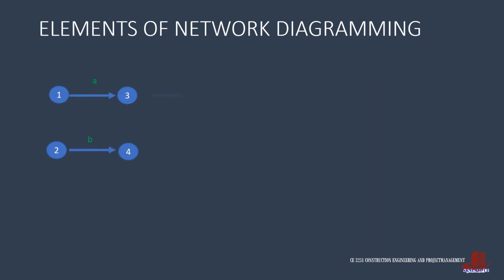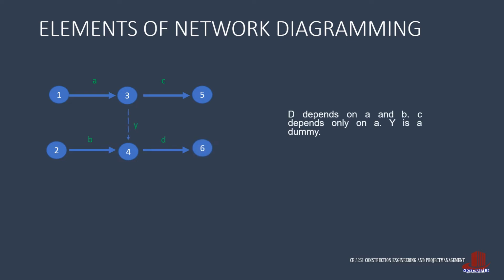The next illustration introduces us to a dummy activity. Activity C is only dependent on the completion of A, but activity D requires the completion of both activities A and B. The dummy activity is designated by a broken line, and this has zero duration.